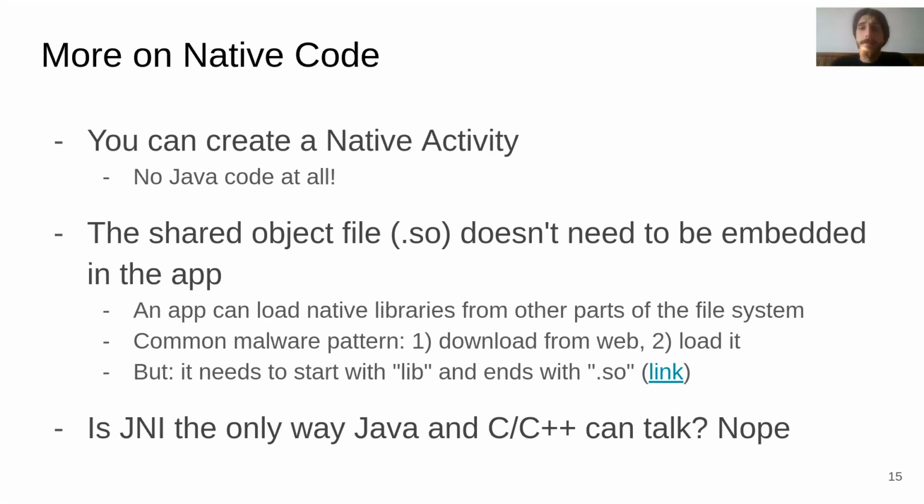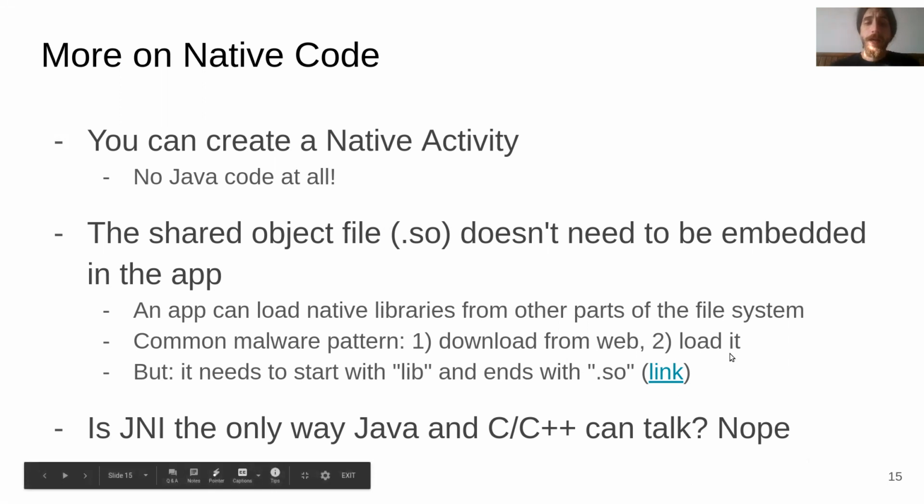Another interesting thing about native code is that you can actually create a native activity, and so you could have an app with no Java code at all. The other thing is that the shared object doesn't need to be embedded in the app. You could load native code from different parts of the system, and a common malware pattern is that you download something from the web and then you load it. But of course, there are different tricks. If you put it in the correct folder, it's going to automatically work if you do the load library call. If you download the file somewhere else, you may need different syntax to make it work.